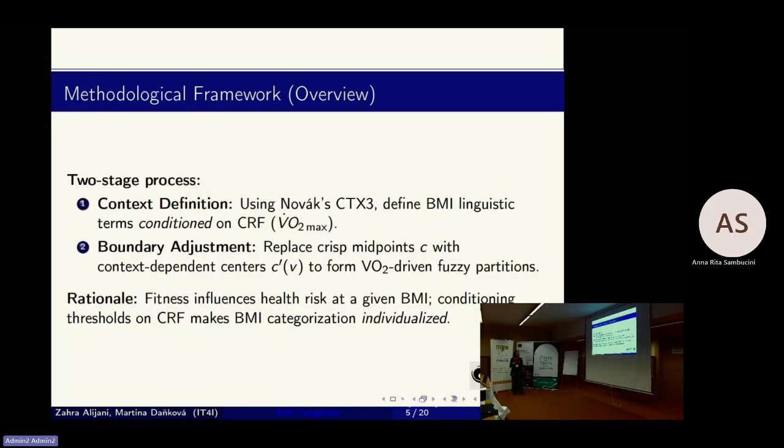So what we did, the work is divided into two parts. One part is, as I mentioned, to use Novak's framework, and the second part is to replace the crisp midpoint C with the context-dependent centers C prime to form VO2-driven fuzzy partitions.